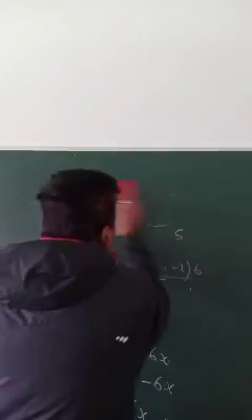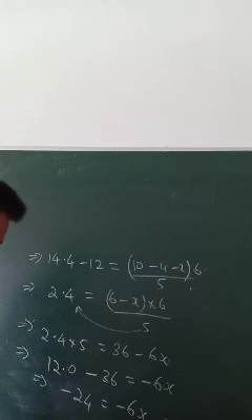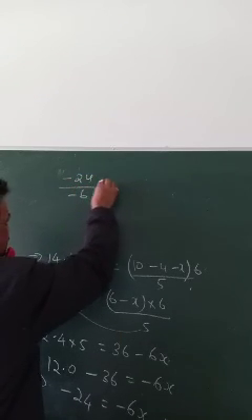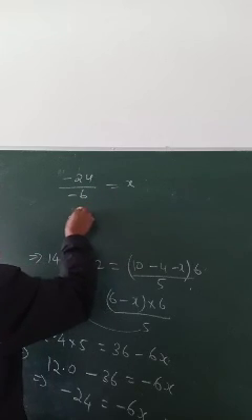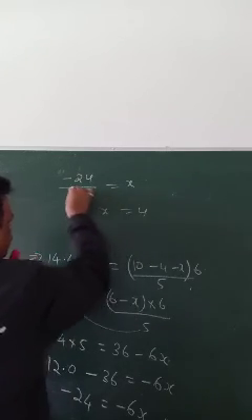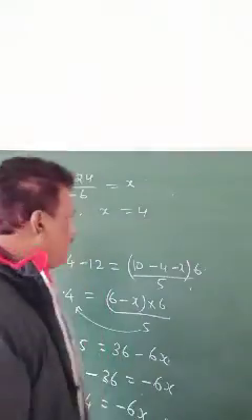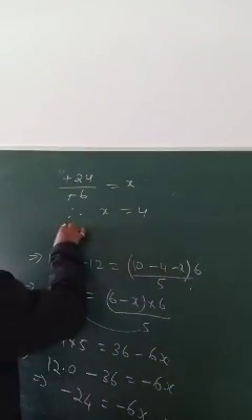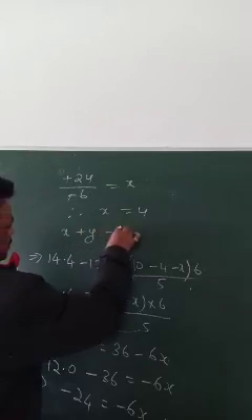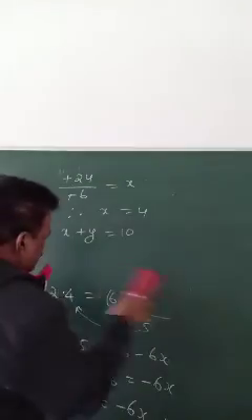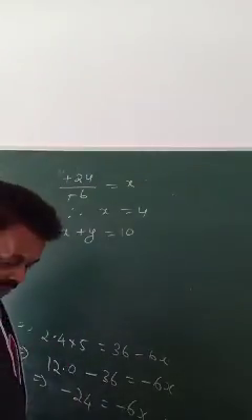Then minus 24 by minus 6 is x. X became 4. Okay, if x is 4, then x plus y equals 10. So y is equal to 6.